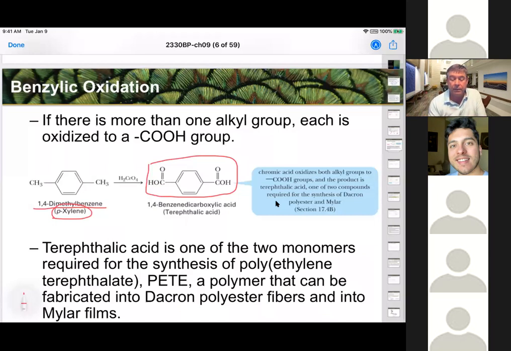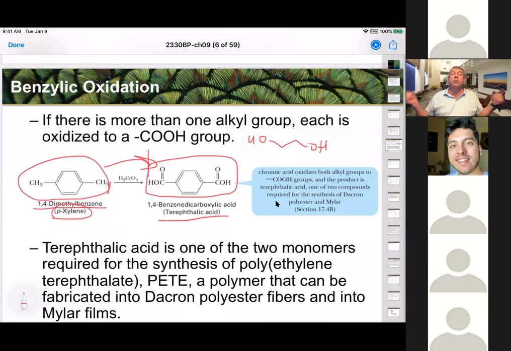And so what that means is that they took this xylene compound, oxidized it to this terephthalic acid, and then reacted it with this ethane diol and turned it into a polymer. And we'll talk more about polymers in chapter 16. But I just wanted to show you this is a reaction you can do with those methyl groups to create some other compound.